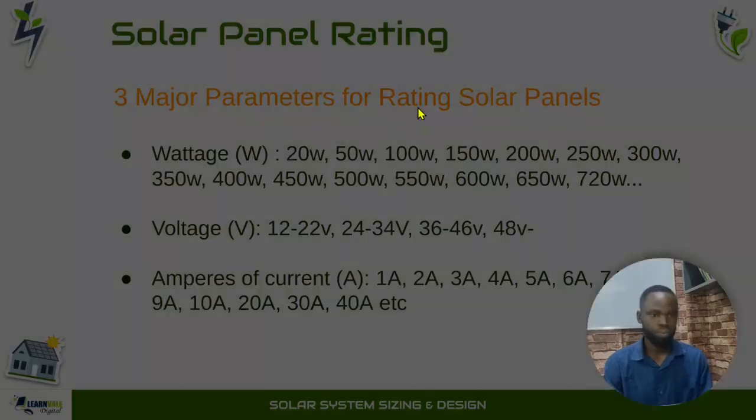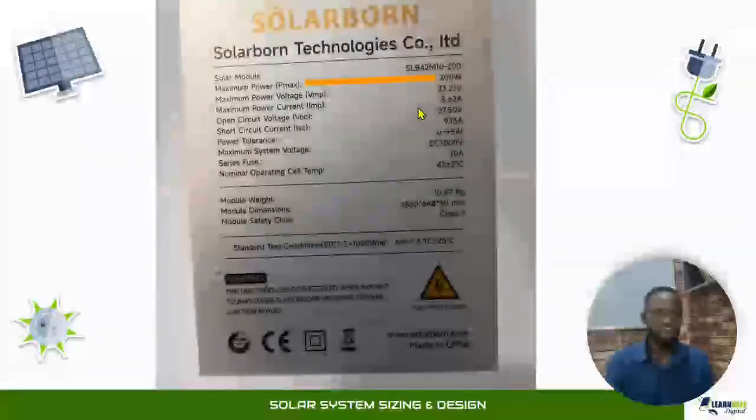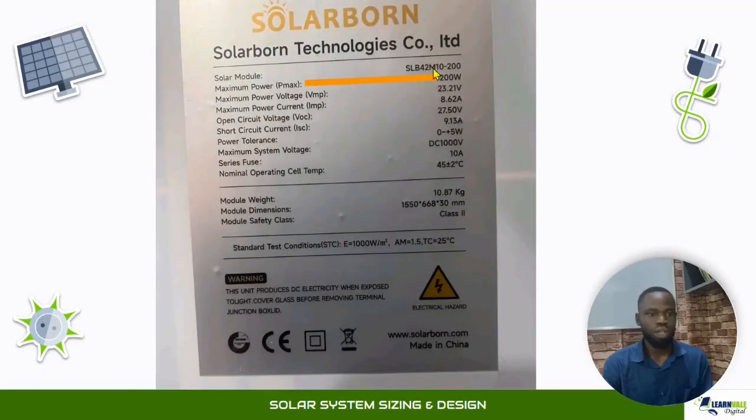Now let me show you a solar panel. Look at this, you see this now. This is the maximum power of this solar panel, 200 watts. This is the information you're going to work with. We also have the maximum power voltage, which is the main voltage of this solar panel. We also have what is called the maximum power current. This is the current of this solar panel.